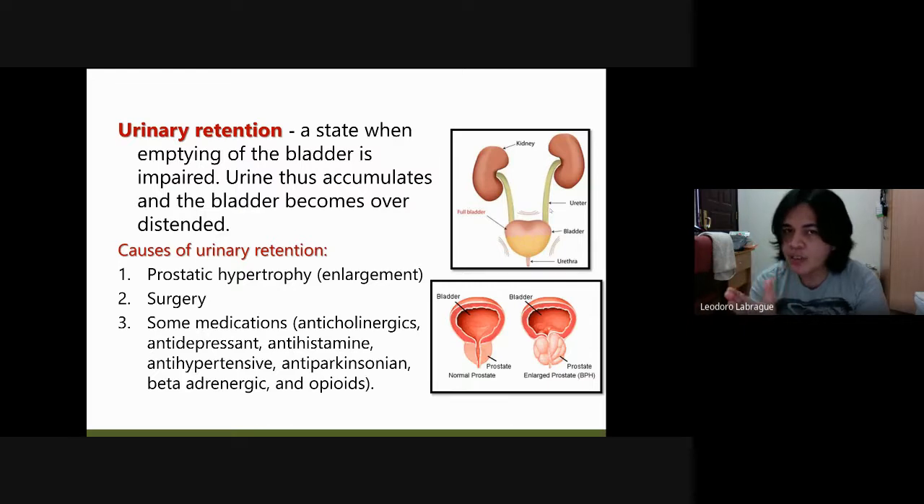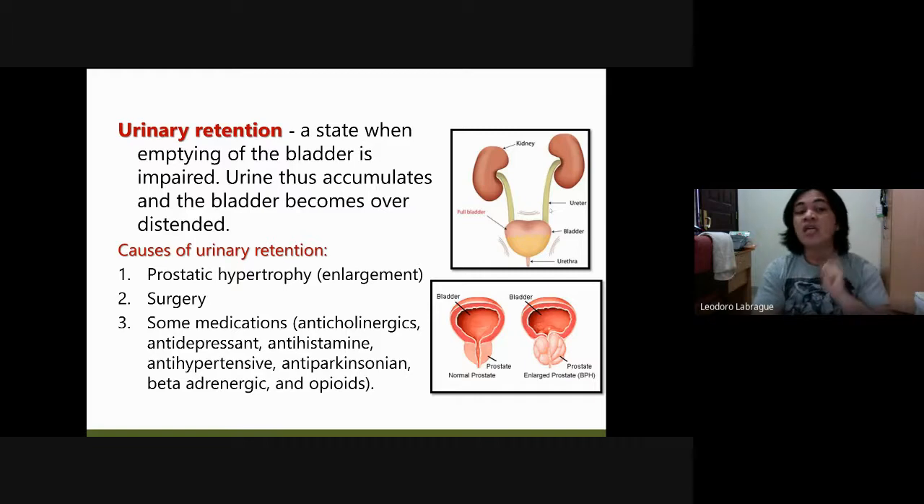However, there are some patients where they cannot, or it's difficult for them to urinate, causing what? Urinary retention. Most of the urine is retained in the bladder. Okay? What will happen if the urine is retained in the bladder? The bladder becomes distended. It will become enlarged. It will become full.